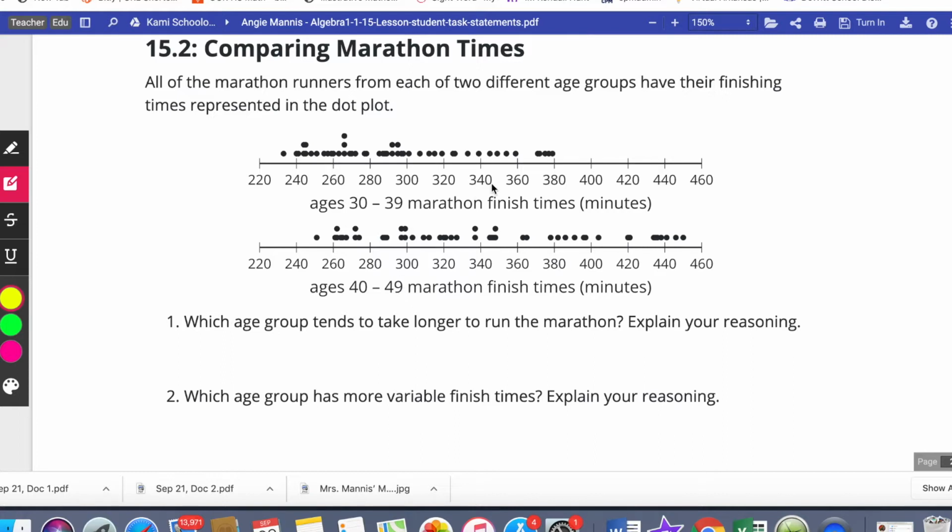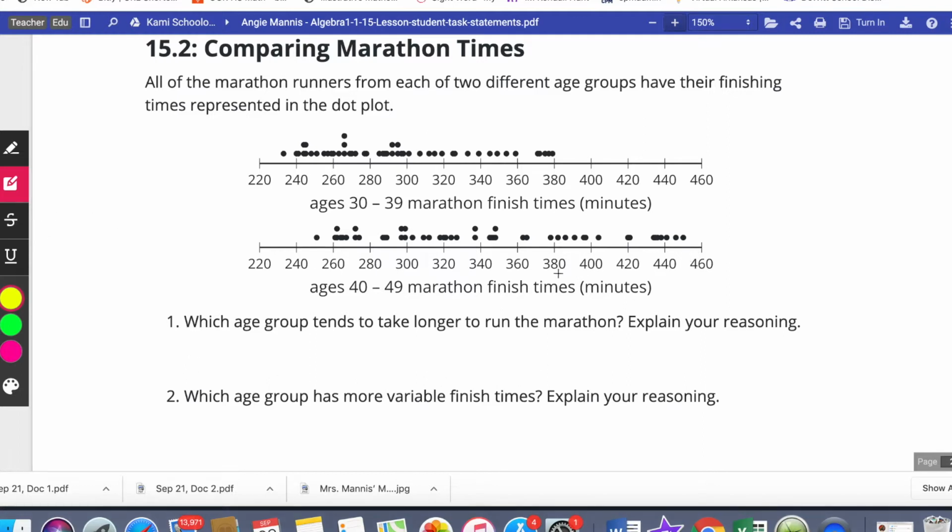So looking at this, it looks like the longest amount of time for the age group of 30 to 39 looks like about 380 minutes. And then it looks like the longest for this one is maybe 450 minutes. So you can tell right away that the 40 to 49 age group is the ones that would take the longest.